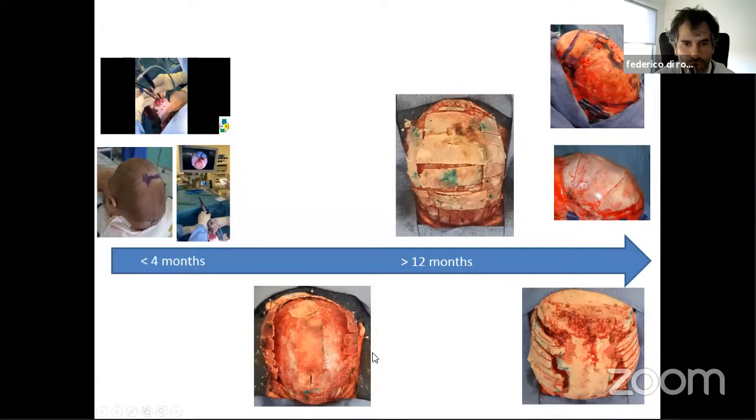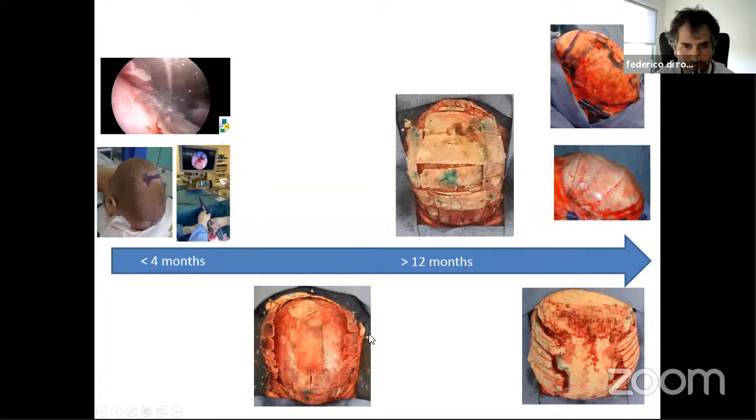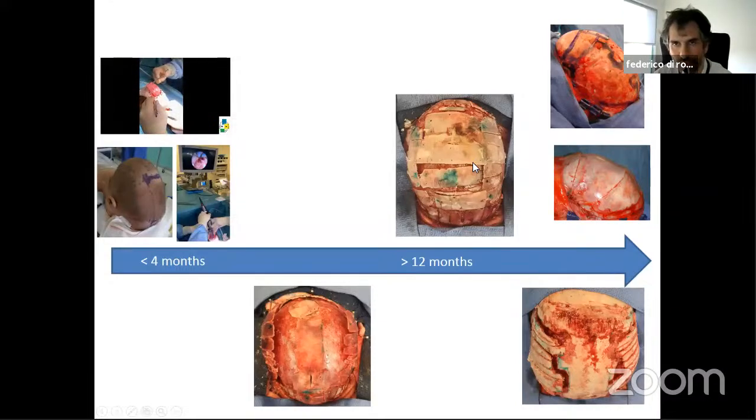After that, what we usually do is a vault remodeling, leaving some bone free around for further ossification, without constraint. And when the children are older, we need to fill those gaps to reduce the risk of lacunae, and we have to fixate the bone to improve the ossification.